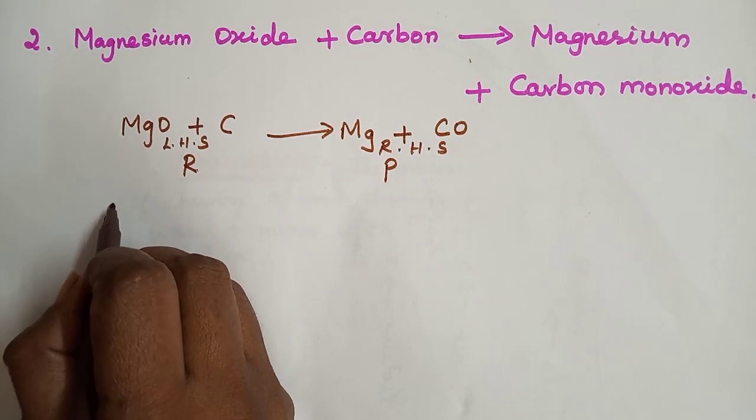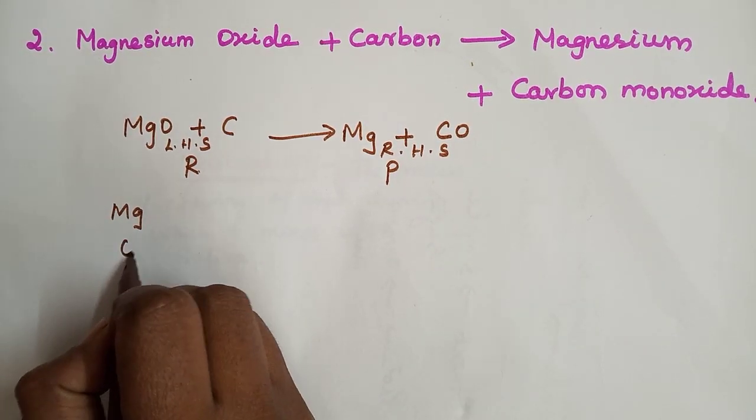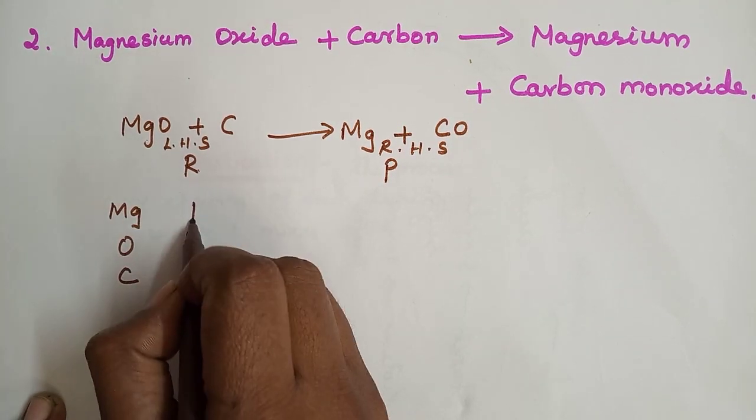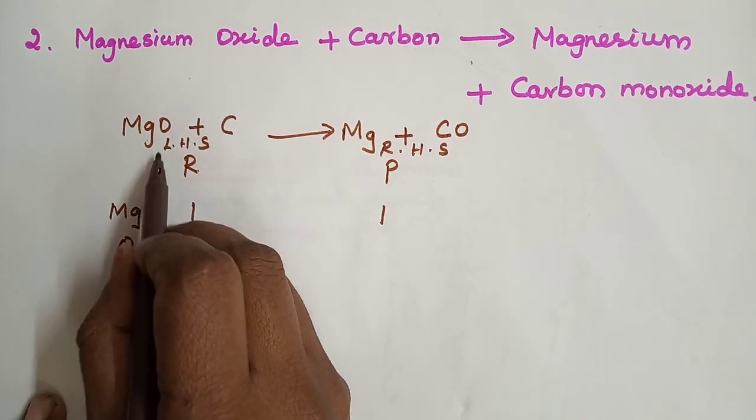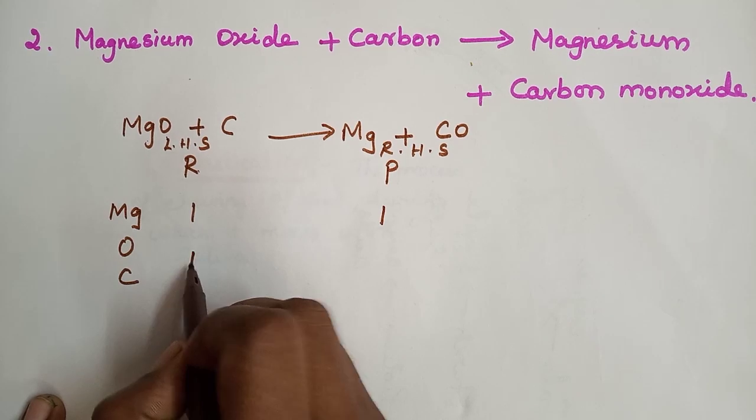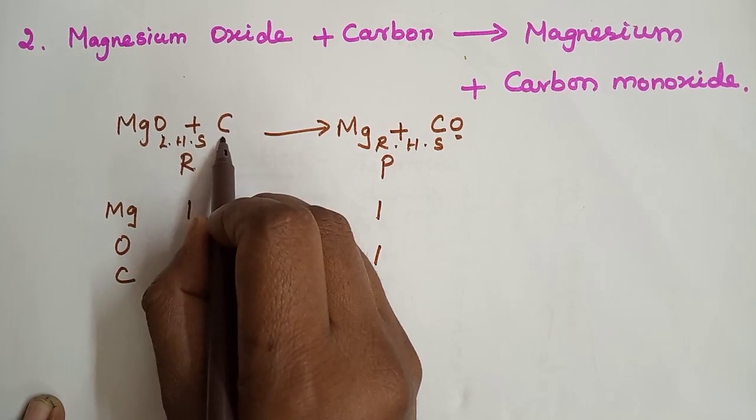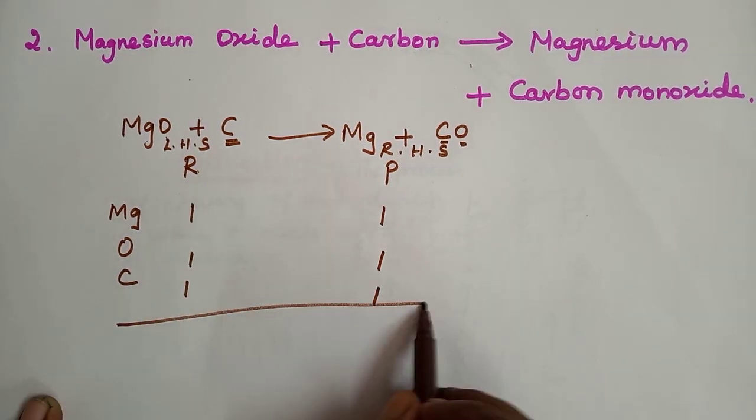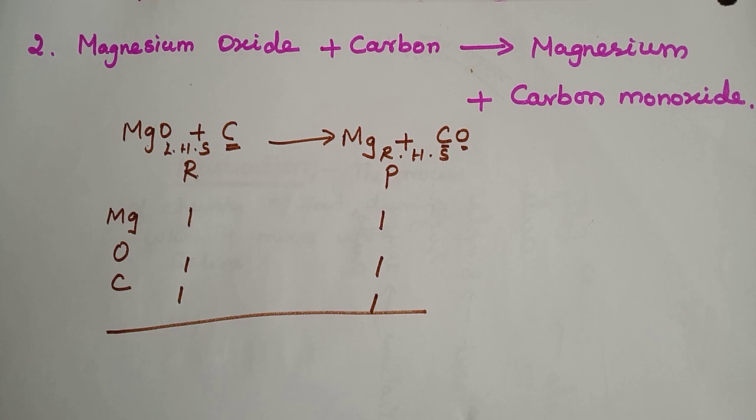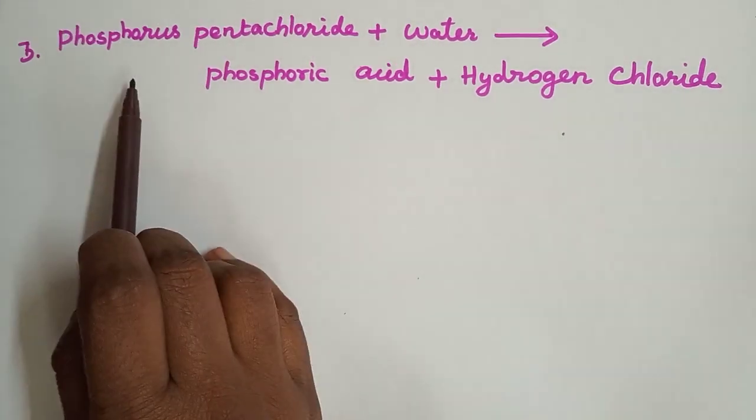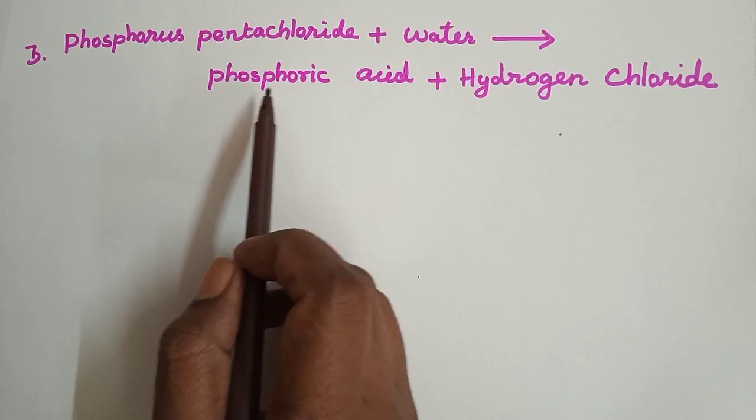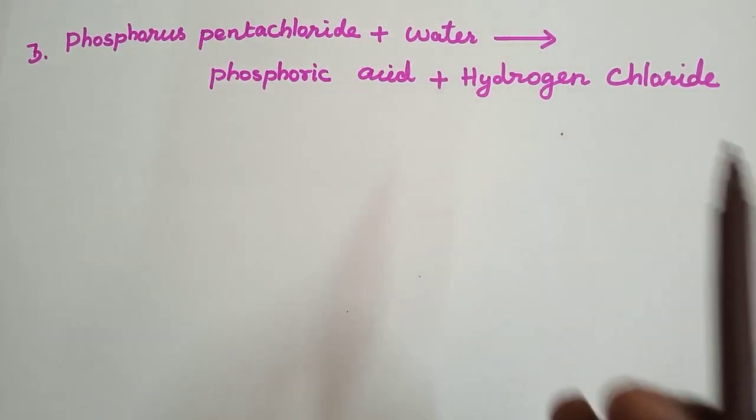No problem. So first we can write Mg, next O, okay, next C. So Mg, how many do we have here? 1. This side how many do we have? 1. And O, how many do we have? Here also 1. Here also 1. And how many carbons do we have? 1. Here how many carbons? Okay. So already this equation is balanced. So no need to balance it again. Understood?